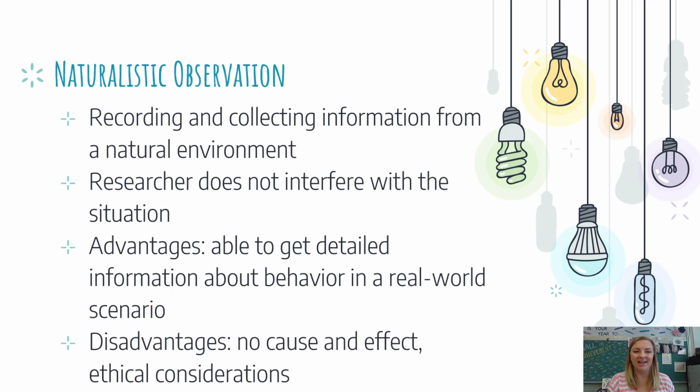The next type of non-experimental research we're going to talk about is a naturalistic observation. So a naturalistic observation is the recording and collecting of information from a natural environment. It's as if you are putting a video camera in a classroom and just watching what happens. The researcher is not interfering with the situation. They are not changing anything. They're just watching and they're taking a lot of notes.